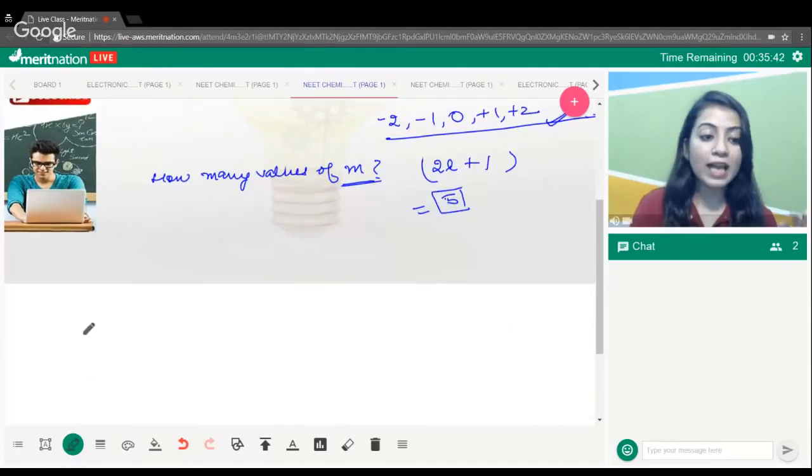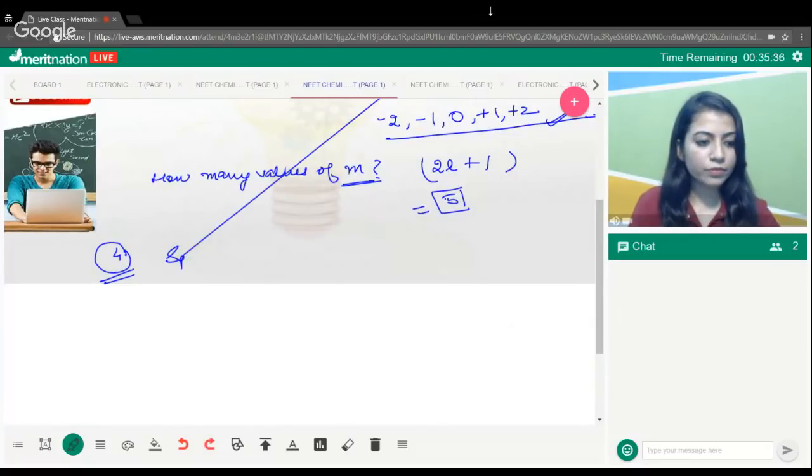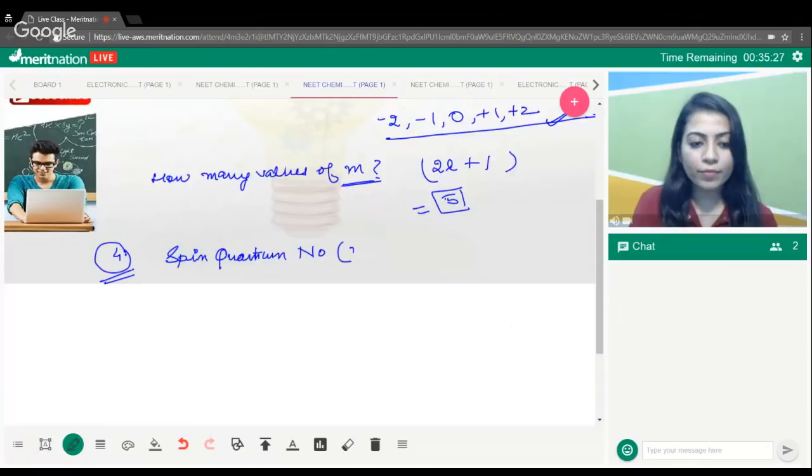Now let's move on to the last quantum number here, that is spin quantum number. Spin quantum number is denoted by the letter m with a subscript s. Now what does spin quantum number tell us about? It tells us about the direction of spin of the electron about its own axis. So the value of spin can be plus 1 by 2 and minus 1 by 2. What does this plus 1 by 2 and minus 1 by 2 tell us? That whether the direction of spin is clockwise or whether it is anti-clockwise.